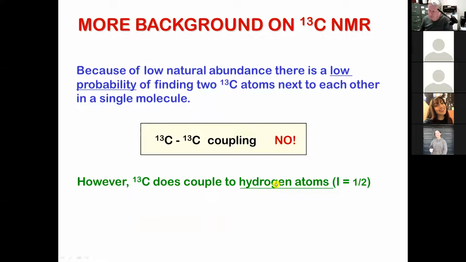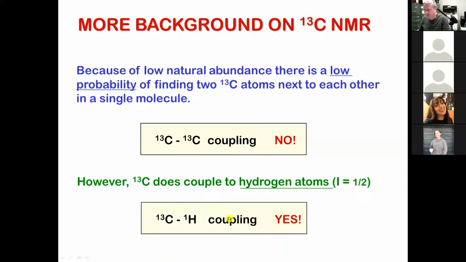However, C13 does couple to proton atoms, hydrogen atoms. So we actually do see the concept of coupling, the N+1 rule, between a C13 and hydrogen atoms, your neighboring hydrogen atoms. This may seem useful, like, oh wow, maybe we can figure out how many protons are on a carbon. It turns out to be kind of a mess, and we want to get rid of it. We'll talk about how we get rid of it in a second. It's useless information. We have other ways of getting this information.